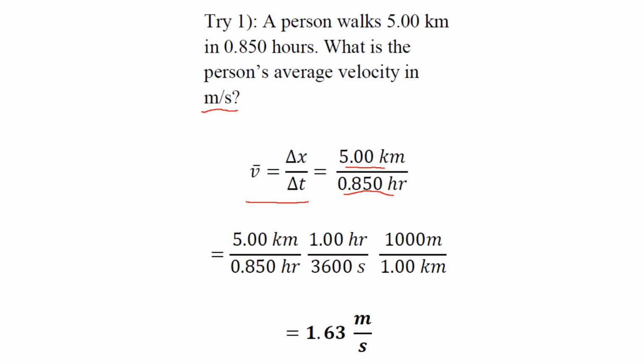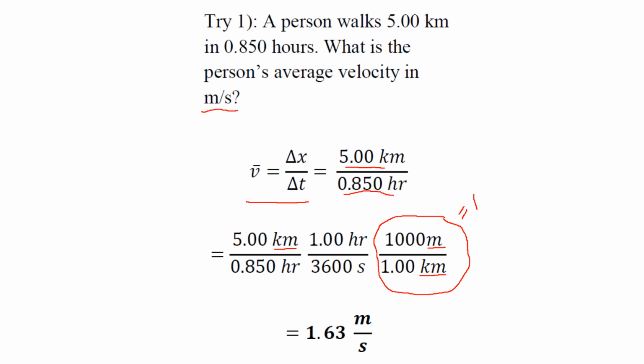So we want to get rid of kilometers, and kilometers starts out upstairs. So we want to divide by kilometers and replace it with meters. So we want to divide by kilometers and multiply by meters. And the number of meters in 1 kilometer is 1,000. So if we multiply by 1,000 meters over 1 kilometer, we have multiplied by 1, and we're good. We've replaced kilometers with meters without changing anything essential.